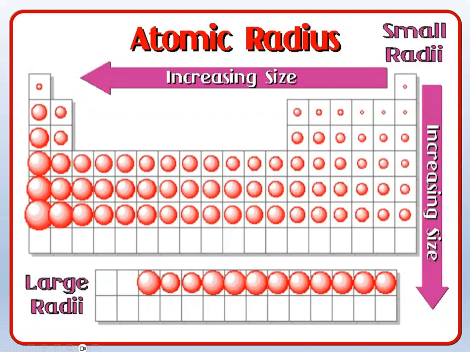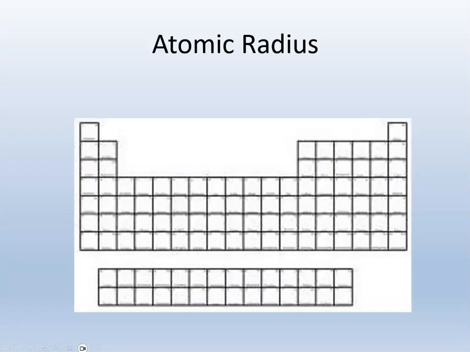Okay, so this just depicts increasing size down and to the left. That's just showing the overall trend. There are always going to be some exceptions to this, but for the most part, atomic radius increases. So we've got francium here being our largest atom.